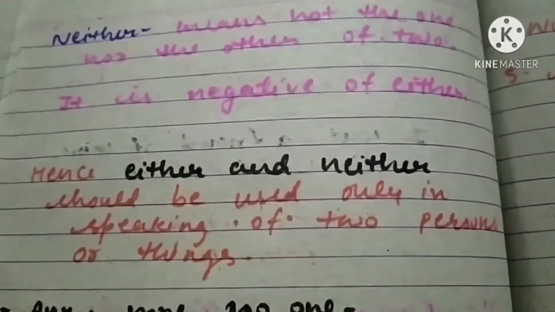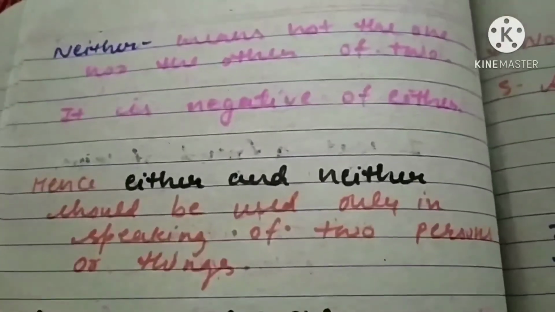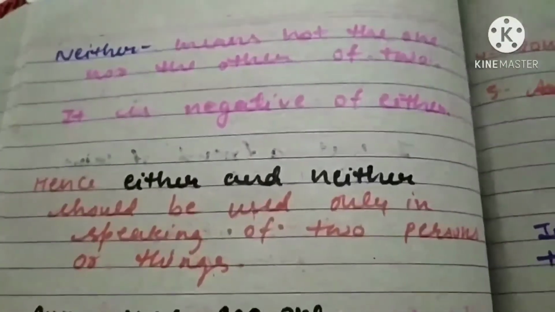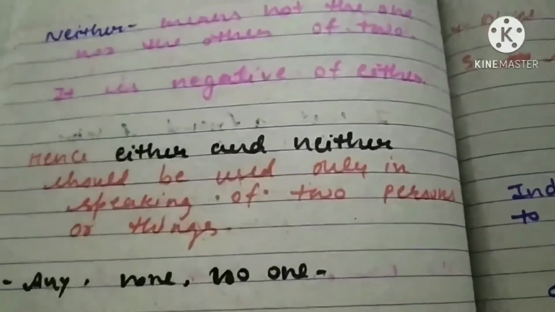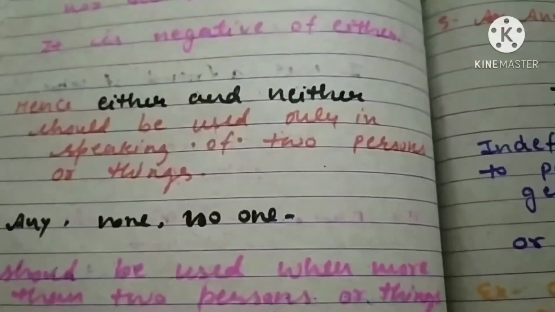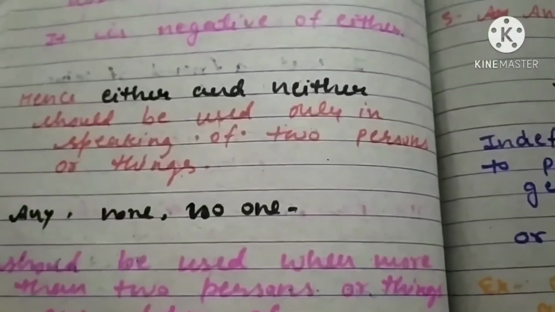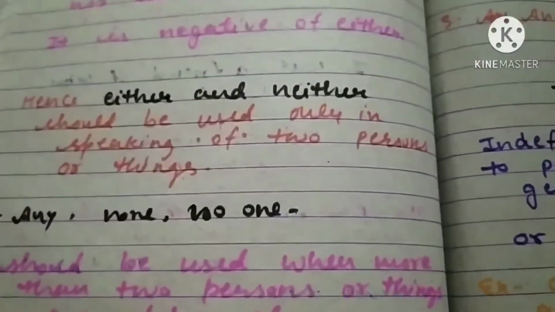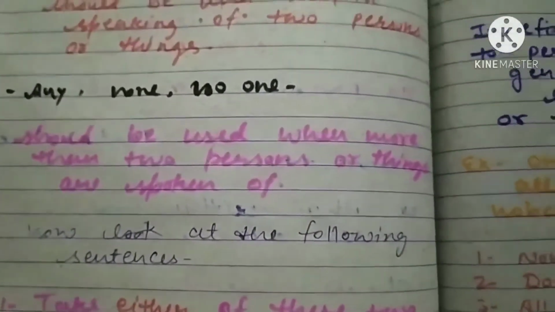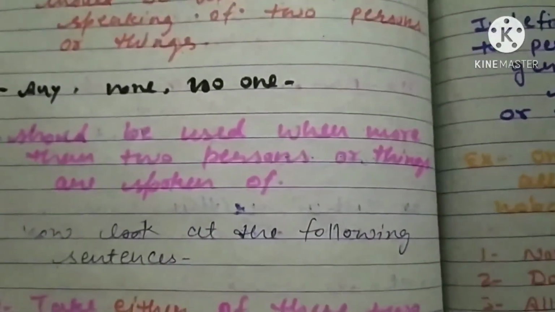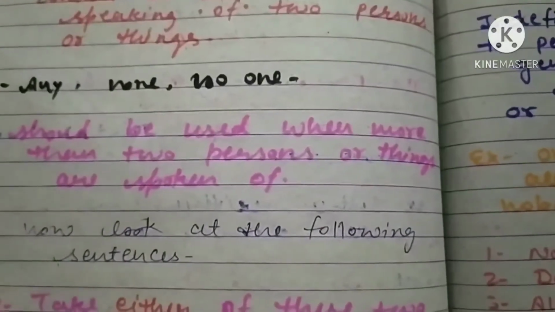Neither means not the one nor the other of two. It is the negative of either. Neither we use for the negative sense. Hence either and neither should be used only in speaking of two persons or things. And for more, any, none, no one should be used when more than two persons or things are spoken of.